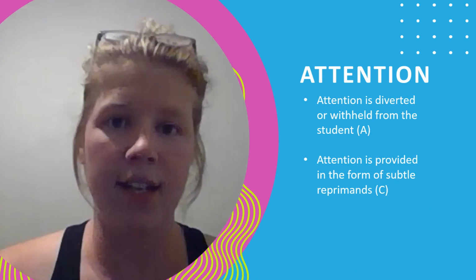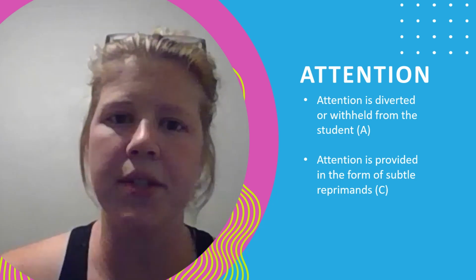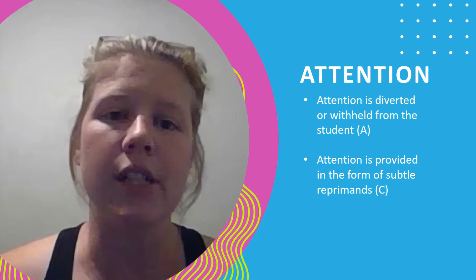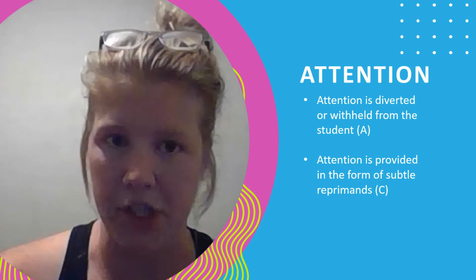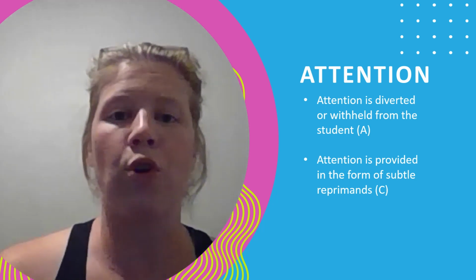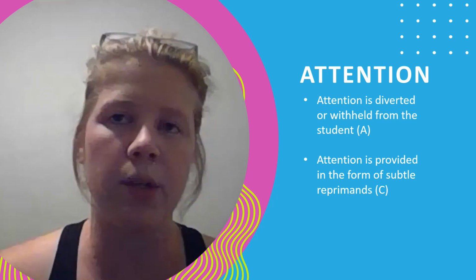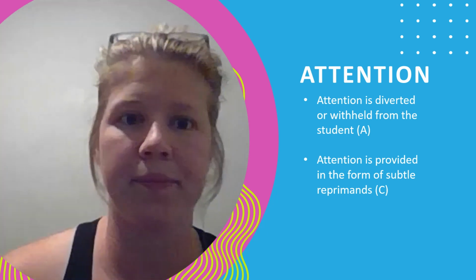During the attention condition, the antecedent is that attention is diverted or withheld from the student. We aren't really paying any attention to what they're doing. And then in the consequence contingency, attention is being provided, but it's not necessarily positive attention. It's attention maybe in the form of subtle reprimands, like don't do that, you could hurt someone. It's not necessarily a positive thing.